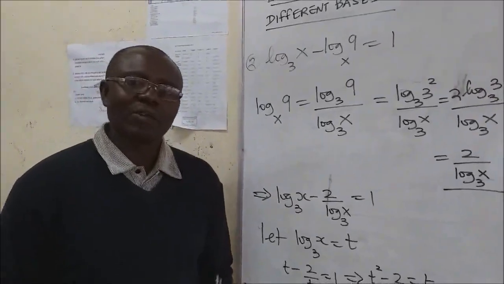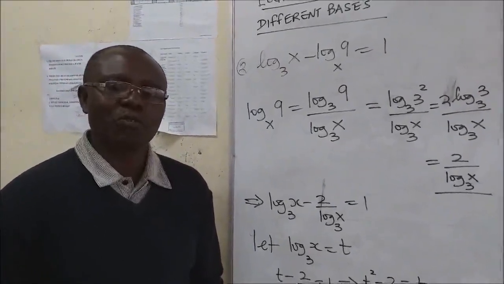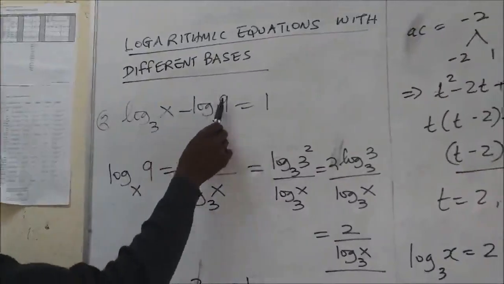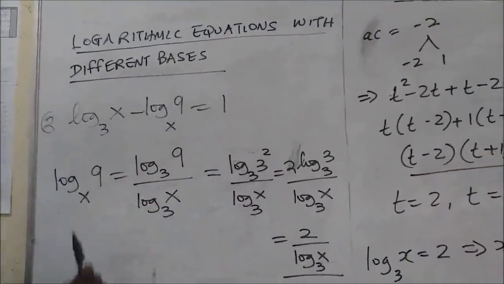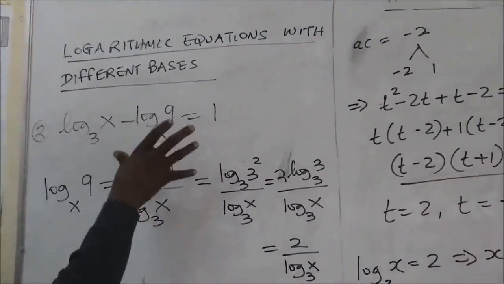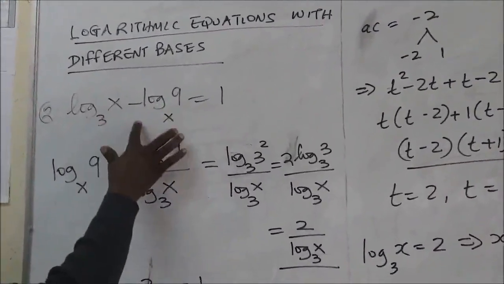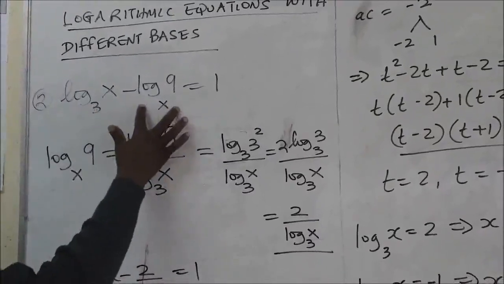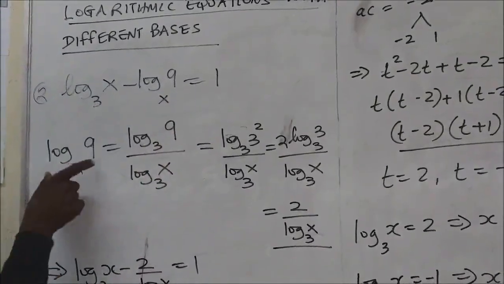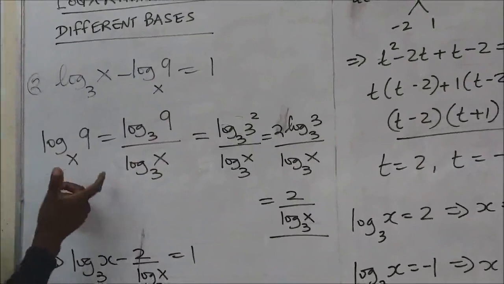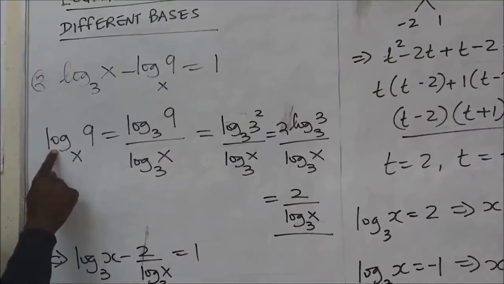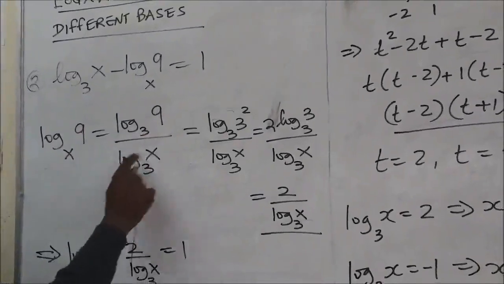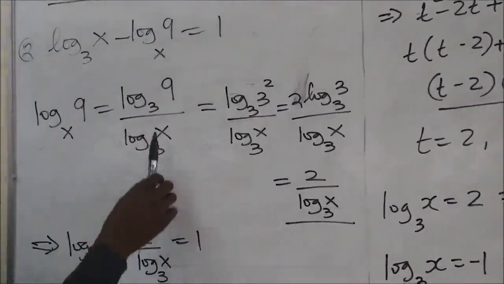Now, let us look at the second question of the exercise. We have log x base 3 subtract log 9 base x equals to 1. Once again, this is an equation with different bases. We either move from base 3 to base x or from base x to base 3. I have decided to move from base x to base 3. And so I am writing log 9 to base x as log 9 base 3 divided by log x base 3.